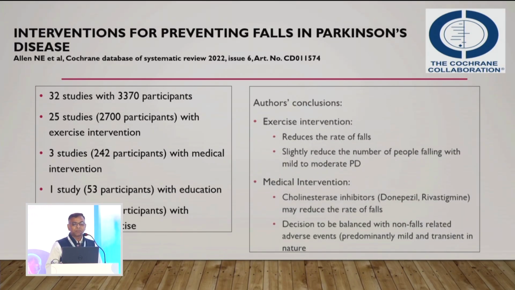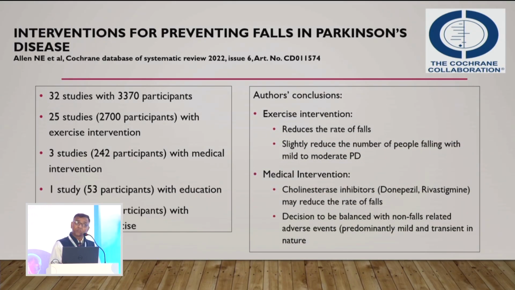And what did they observe? Exercise intervention reduces the rate of falls, so exercise does have a positive effect in preventing falls in these Parkinson patients, and slightly reduced the number of people falling with mild to moderate, not advanced, Parkinson's disease. Cholinesterase inhibitors, which are usually given when the patients have cognitive impairments, like donepezil and rivastigmine, may also reduce the rate of falls, but you have to weigh whether drug-induced sedation is causing falls versus the patient's illness per se. So you have to weigh and take a call.